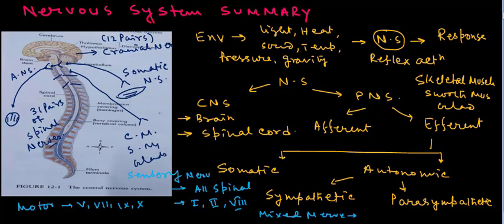So these 12 pairs of cranial nerves and the 31 pairs of spinal nerves are usually of three types: the sensory nerve, the mixed nerve and the motor nerve.